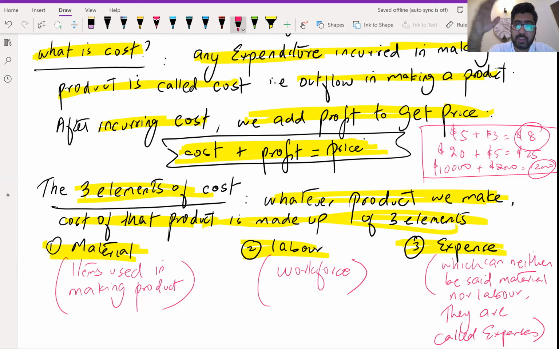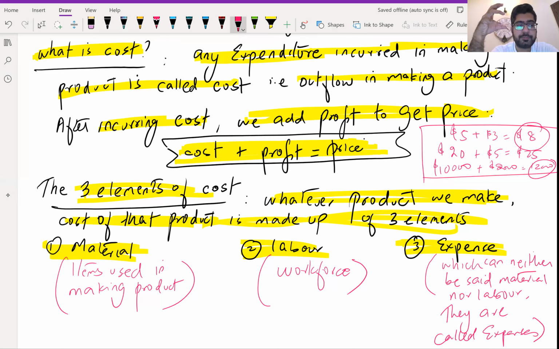Whenever you make a product, you make cake, you make car, you make pizza, you make a house, it costs money. There is some expenditure incurred. That is called cost. Okay. Now, no matter whichever product you make, the cost will always be made up of 3 elements. Because there are 3 elements of cost, there is no 4th element of cost. The 3 elements are material, labor, and expense. Okay. Items used in making a product is material.